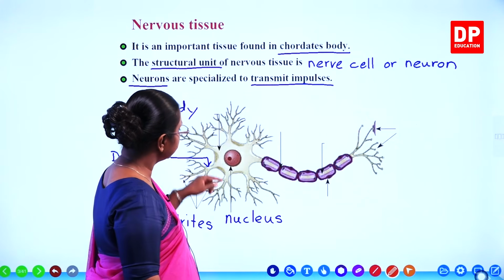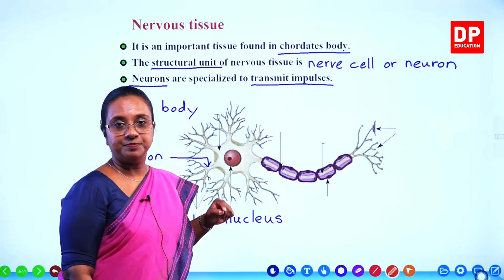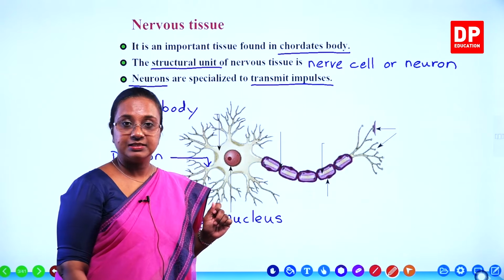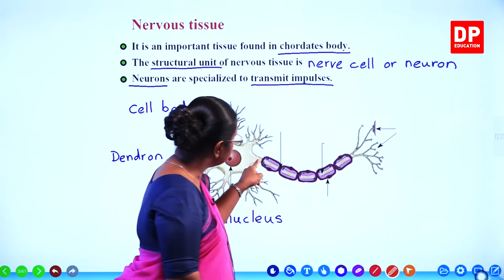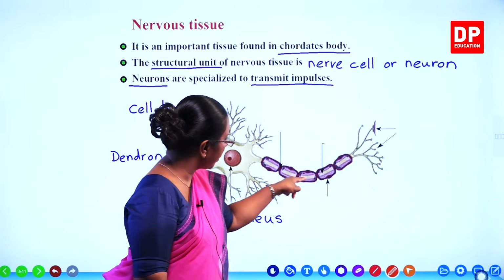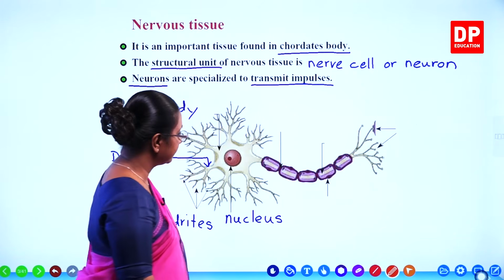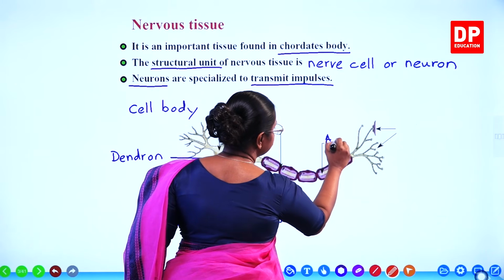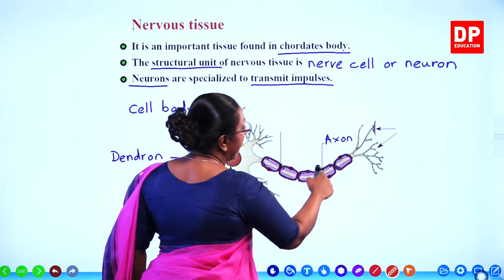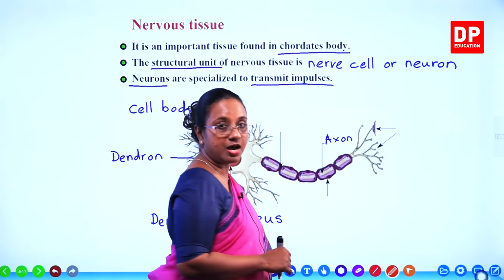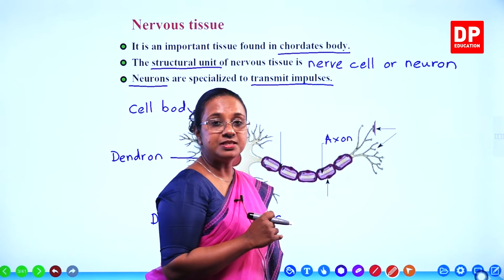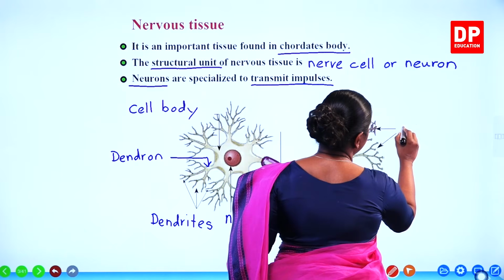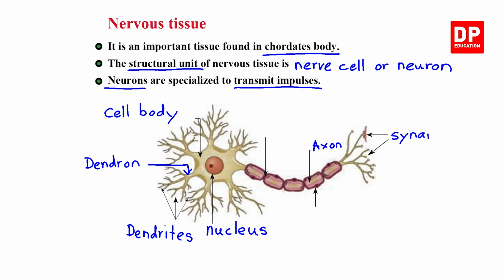And you can see here the longer nerve fiber is called the axon. And this is formed as one process. So here inside you can see this brown color nerve fiber, that is the axon. So here this is the axon. And the axon also branches out at the end and the branches end at the synapses vesicles. So here we have the synapses vesicles.